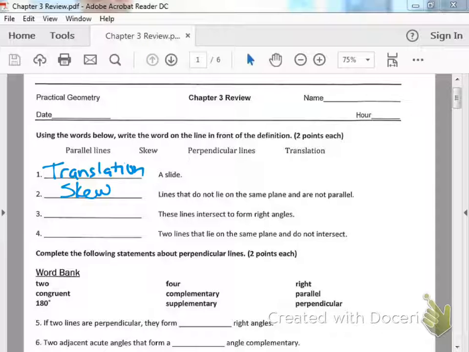If they intersect to form right angles, what do we call them? Good. And the last one, they lie in the same plane, but they don't intersect. Parallel. All right. This last one. Any questions? I'll scroll down to finish the bottom. We're just reviewing today. Questions?